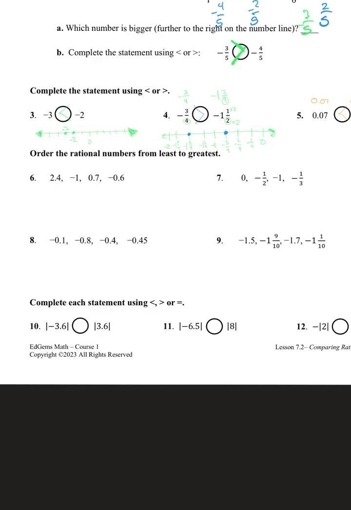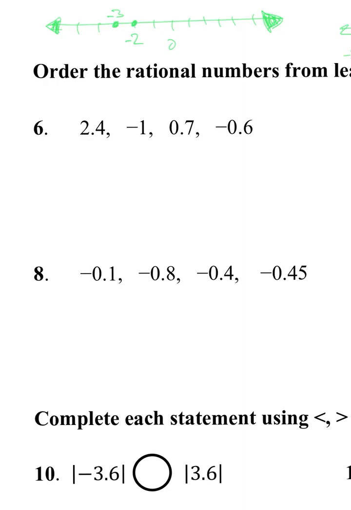Okay, the instructions for 6 through 9 say order the rational numbers from least to greatest. So let's start off with number 6. For number 6, I zoomed in a little bit so I could draw myself a number line and explain this to you guys. On number 6, I'm going to modify my number line just a touch, but draw yourself a number line. There's 0 in the middle. My largest number is 2.4, so positive 2.4. So I'm only going to draw myself like 3 hash marks, 1, 2, and 3.